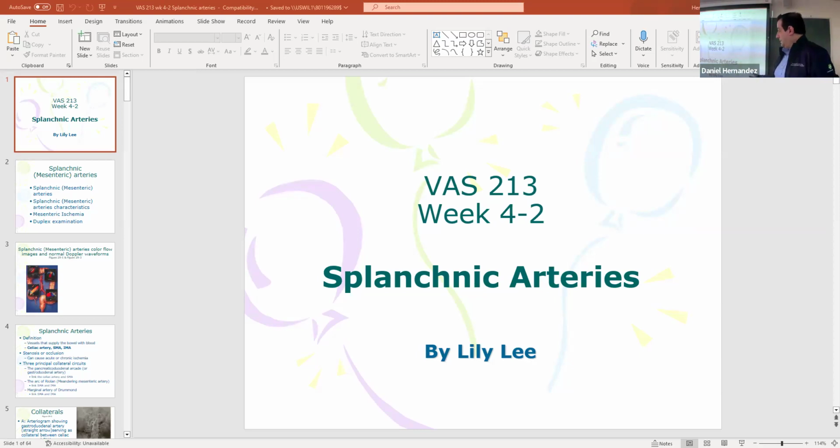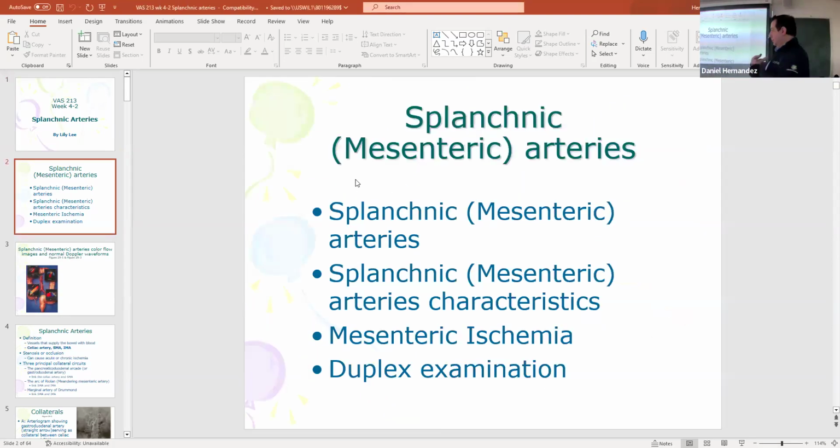So we're going to discuss the splanchnic arteries. These can be referred to as the mesenteric arteries. These are all the arteries that bring blood flow to your intestines, your guts. We'll talk about the vessels themselves, the characteristics of those vessels, and then discuss a condition called mesenteric ischemia, and then the actual exam that we perform when we're assessing these vessels.